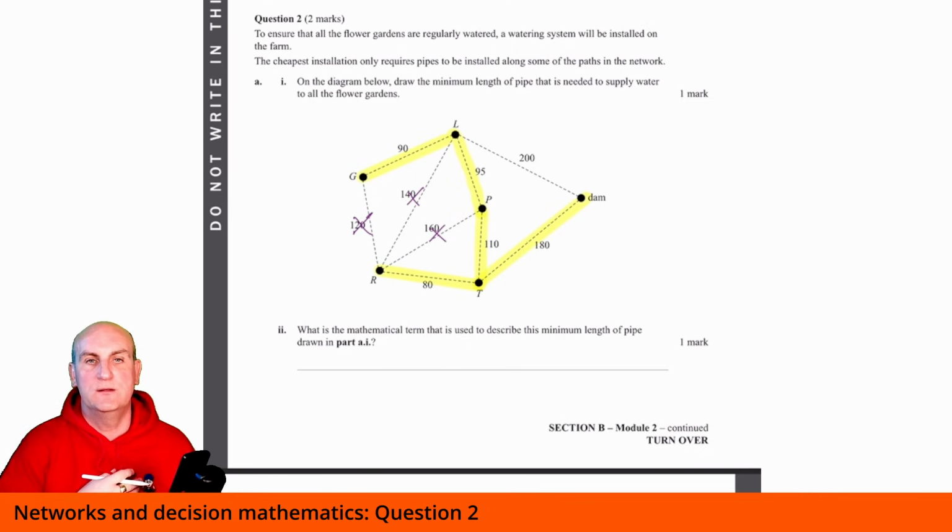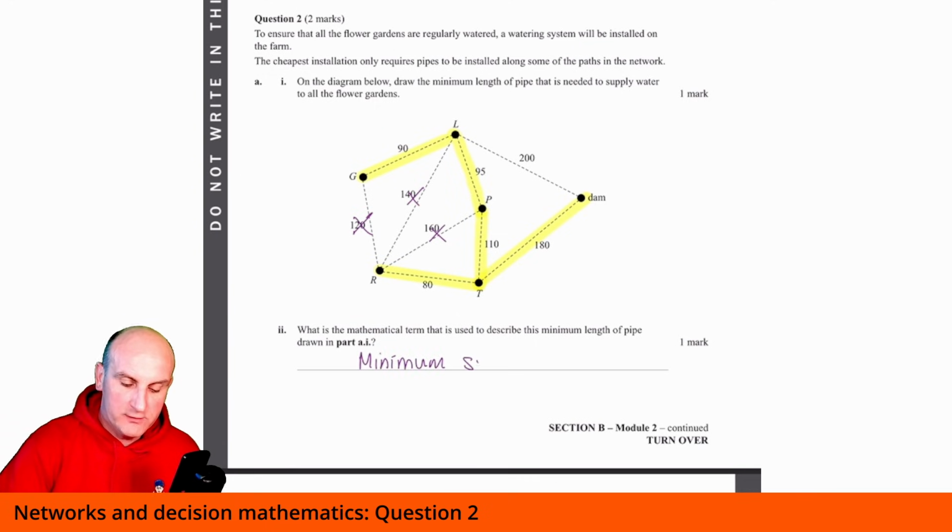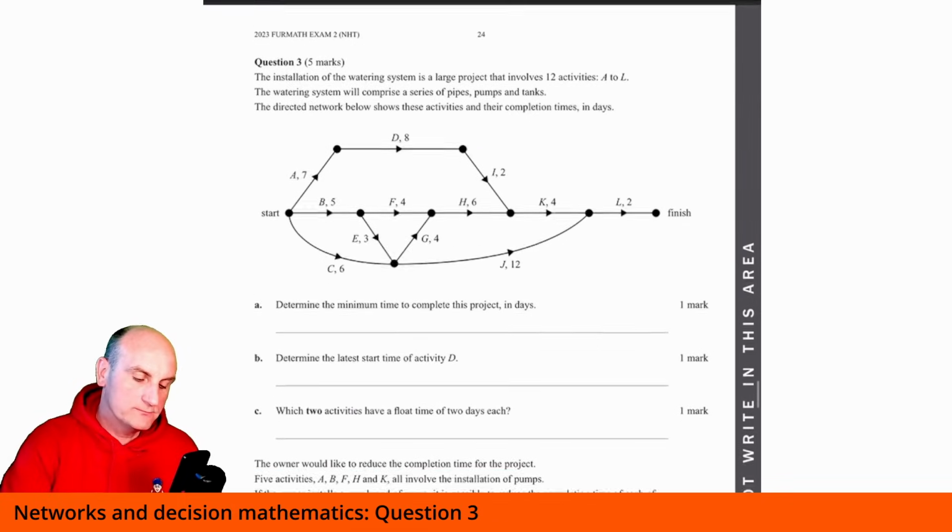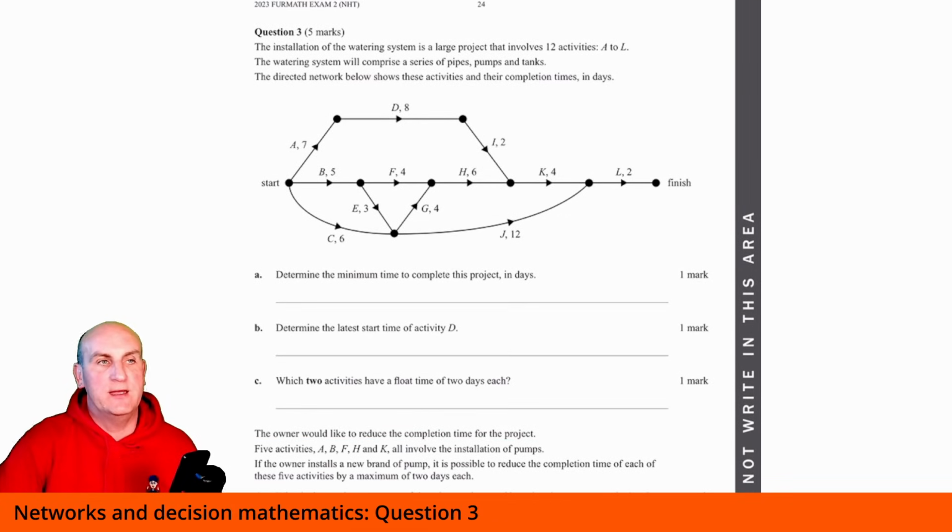What is the mathematical term that's used to describe the minimum length of pipe drawn in part 1? Oh, okay, I misread the question. It didn't ask for the algorithm, which is good. It is a minimum spanning tree. Here we go. Question number 3. Let's get funky. The installation of the watering system is a large project that involves 12 activities, A to L.